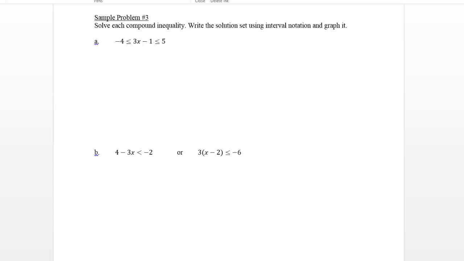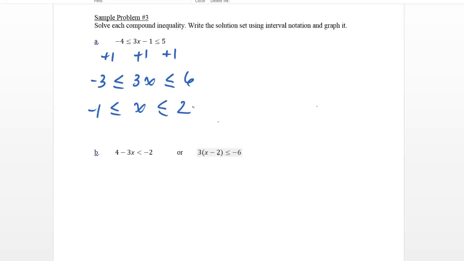Okay, so I'm going to work part A. We have an "and" compound inequality, and I'm just going to work it within the context of that. So remember, since we have it in collapsed form here, if I add 1 to the middle term, I also have to add 1 to both the outside terms as well. And so that's going to leave us negative 3 is less than 3x is less than or equal to 6. And now I will divide all parts by 3, leaving me negative 1 is less than or equal to x is less than or equal to 2.